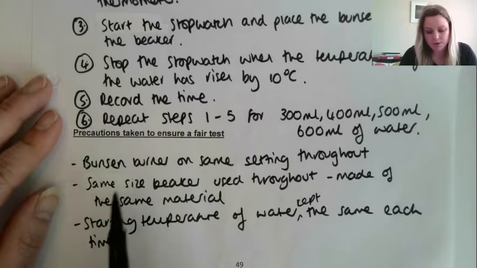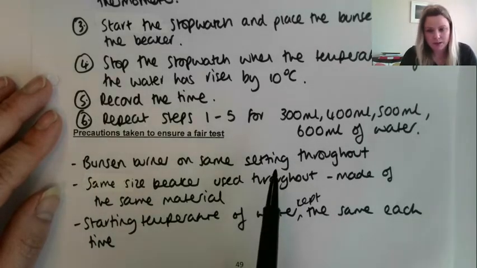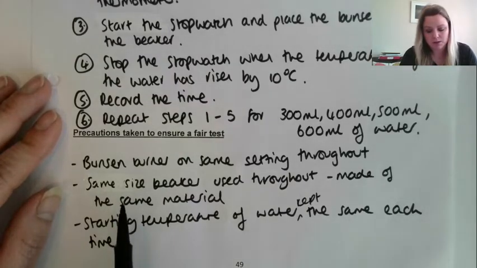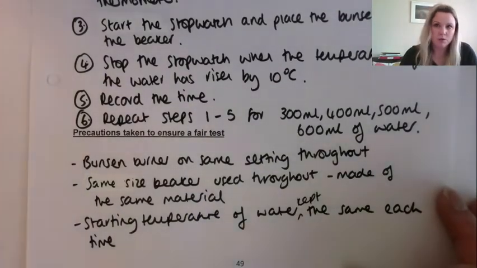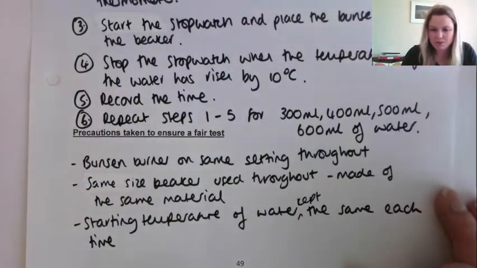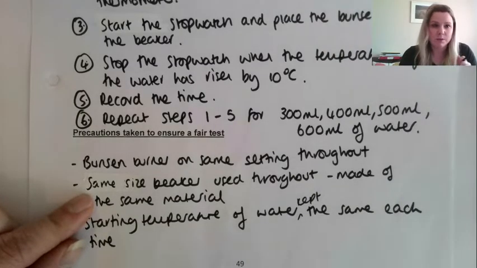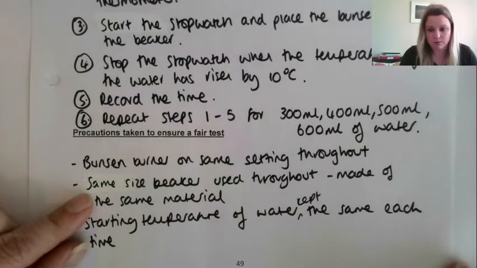So the Bunsen burner should be on the same setting throughout the whole experiment. The same size beaker should be used throughout, and it should be made of the same material. Now, in an ideal world, you would use the exact same beaker every single time, but you would need to make sure you cooled it in between. Otherwise, that's going to affect your heat source, because if you don't allow your beaker to cool down in between, then that is a wee extra heat supply that the water's going to be getting, and it's going to affect your results. So whenever I'm doing this, I'll probably just run my saucepan underneath the cold water for a wee while to take any heat out of it before I start on the next one.